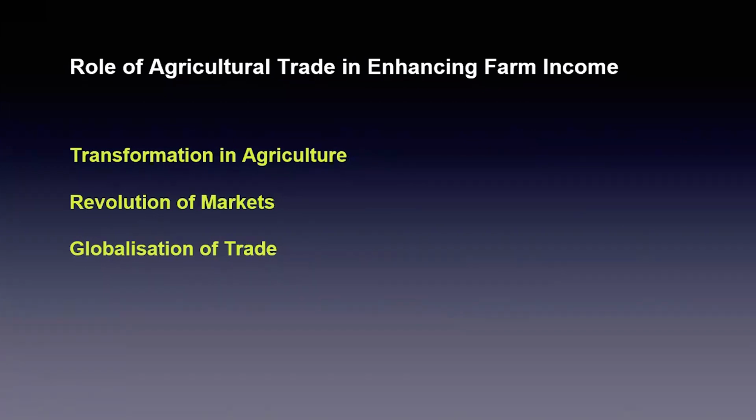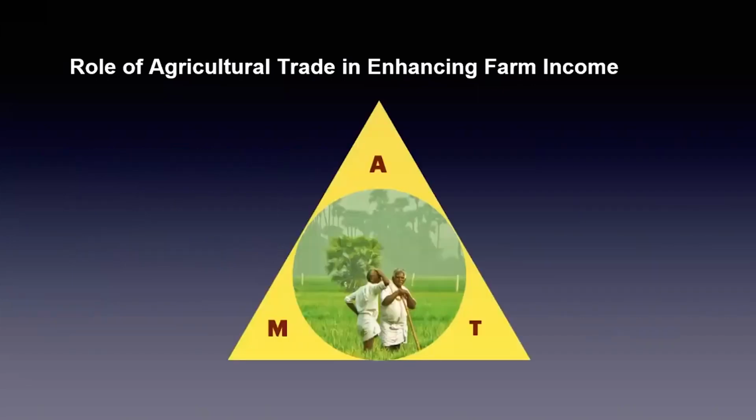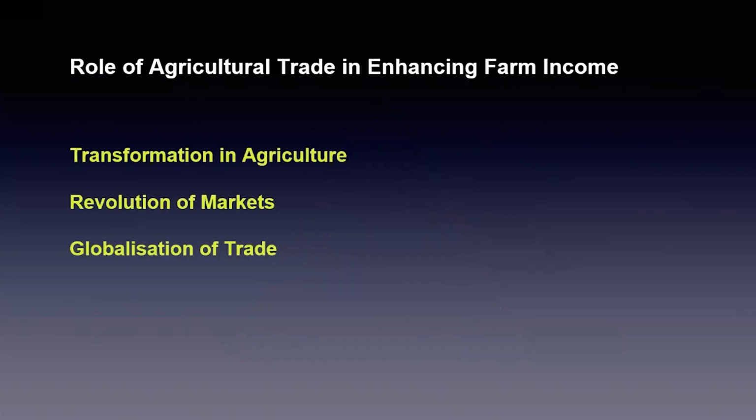Intervening with the lives of farmers. The third dimension is the trade component. You can see in the figure, in the triangle, each axis is earmarked for agriculture, markets, and trade, surrounding the welfare of farmers. The third sphere is international trade.